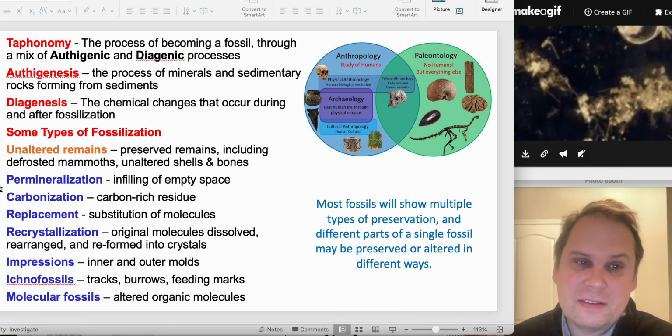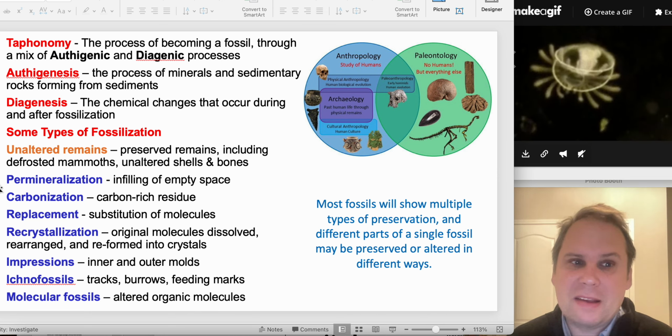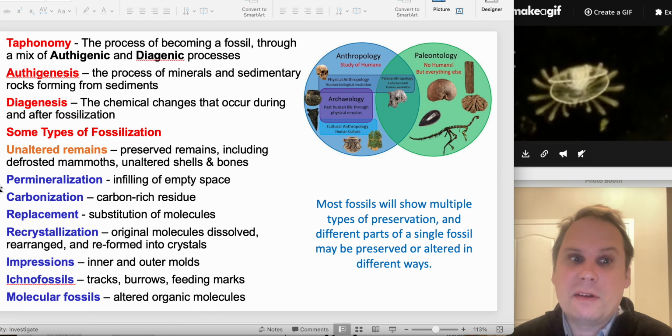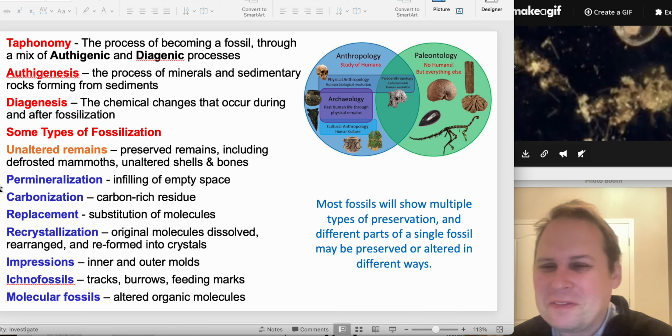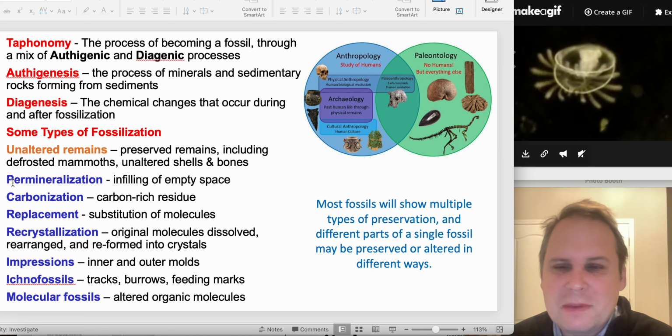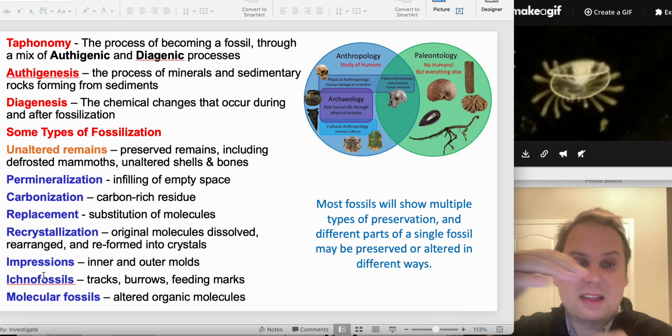So some of the best fossils come out of that because you don't have to chip them out of the rock. You can just dissolve the rock away, and all the delicate parts stay there. All the little babies are still there. They're just beautiful. Okay, next we've got impressions, which is just like a mold.